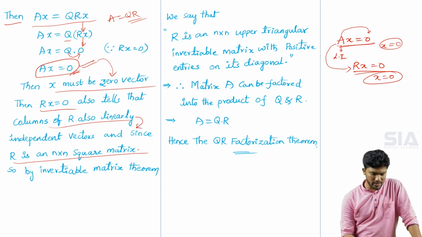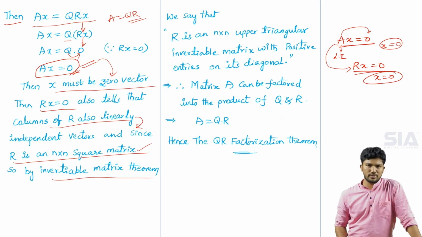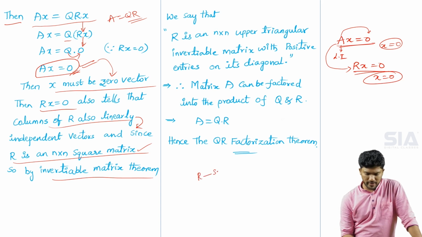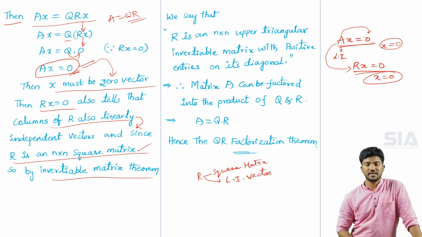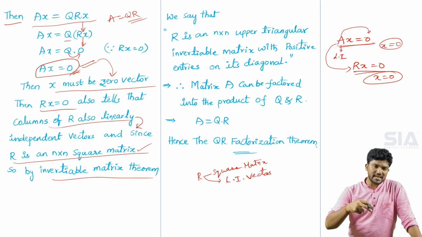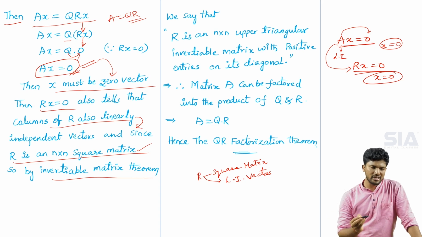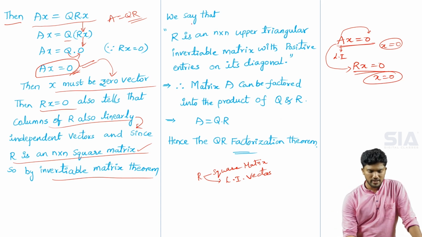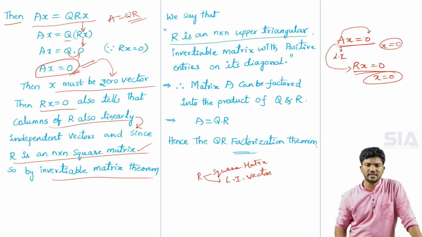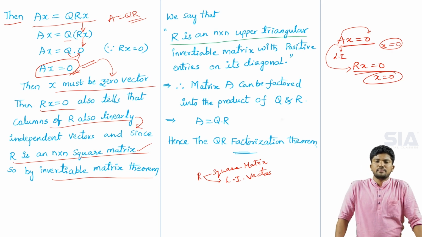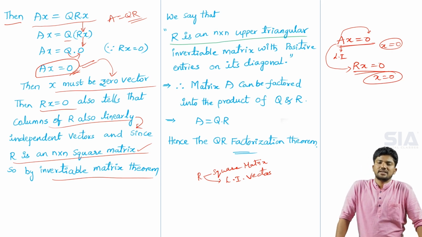And since we have capital R is a square matrix, then by invertible matrix theorem, capital R is a square matrix, and that capital R has linearly independent columns or linearly independent vectors. Then whenever any matrix contains these two special properties, then directly we can apply the invertible matrix theorem. That theorem says that capital R is an n by n upper triangular invertible matrix with positive entries on its diagonal.